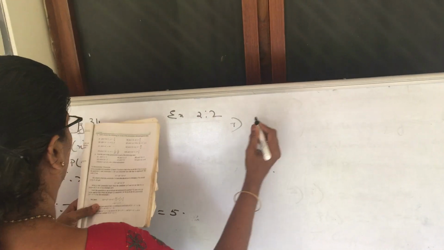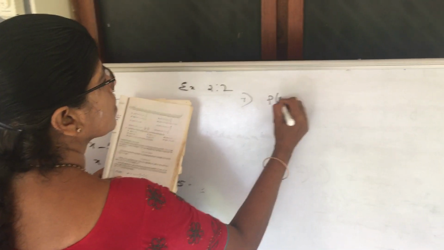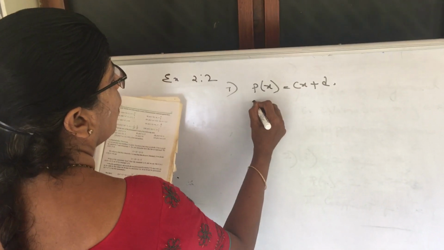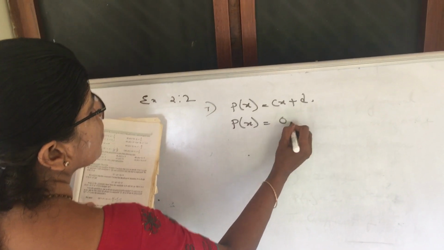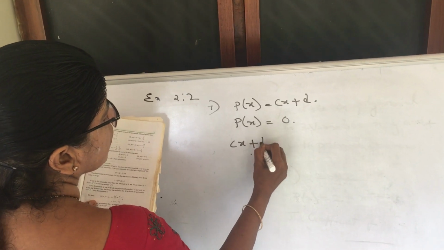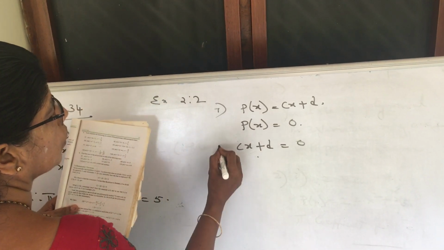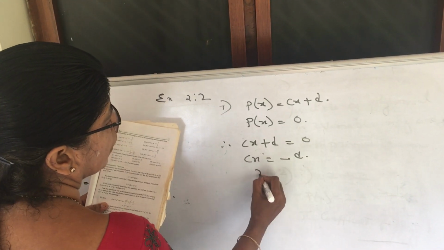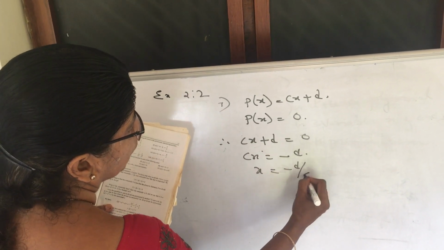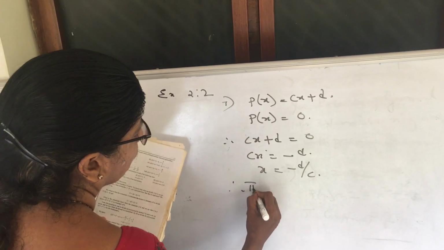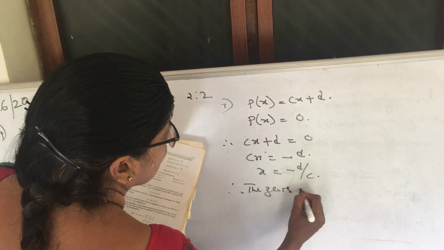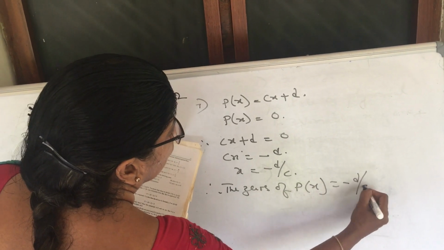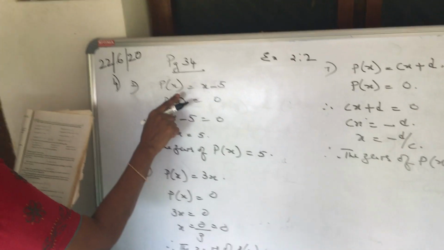Seventh bit. P of x is equal to cx plus d. P of x is equal to 0. cx plus d is equal to 0. Take d to the right side. x is equal to minus d by c. The zero of P of x is equal to minus d by c.